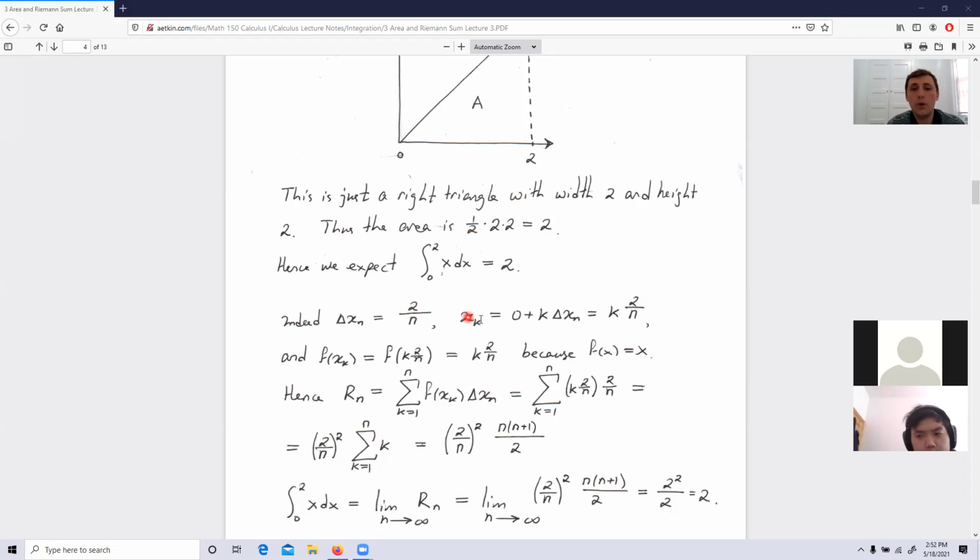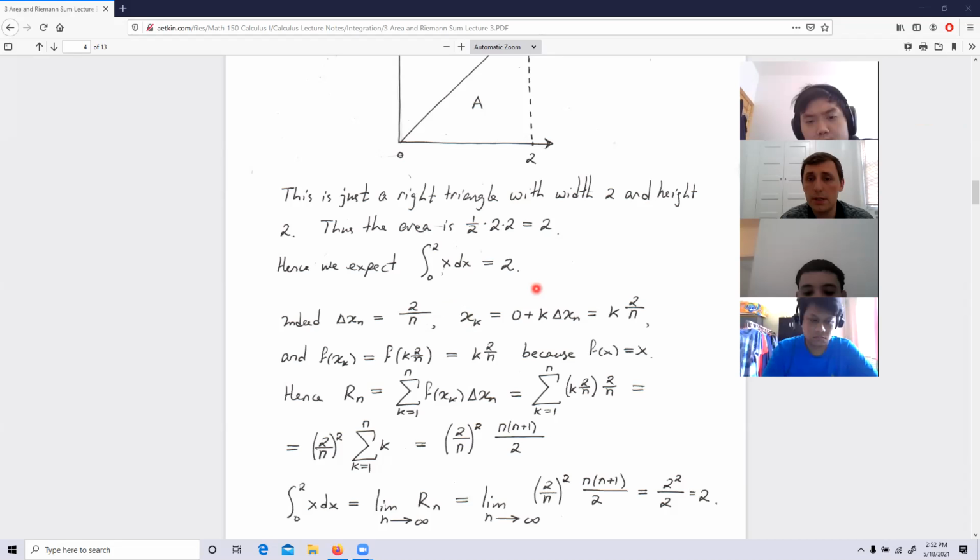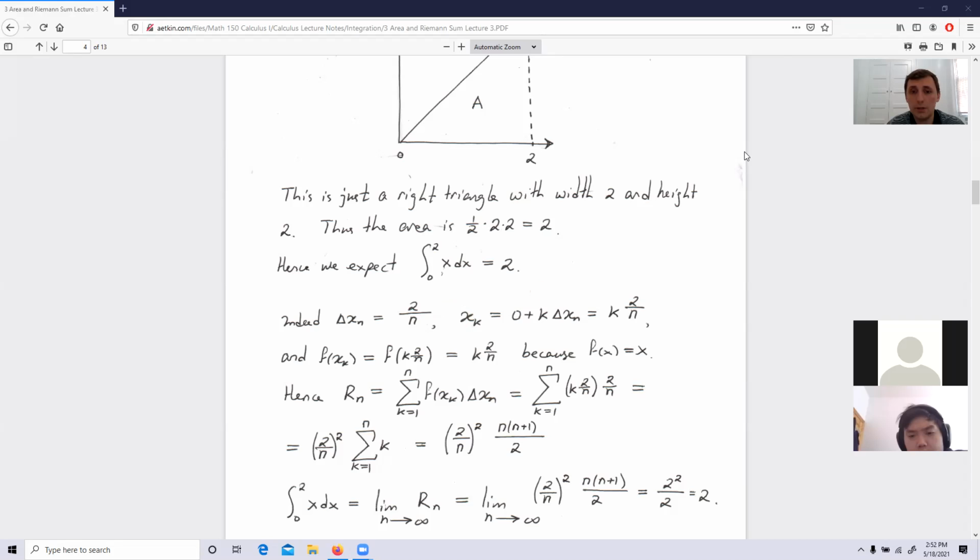Okay, and then what is the point xk? I need to know where the altitude will be constructed. The general point xk where the altitude is constructed is, if I describe it from 0, 0 plus k times delta xn.